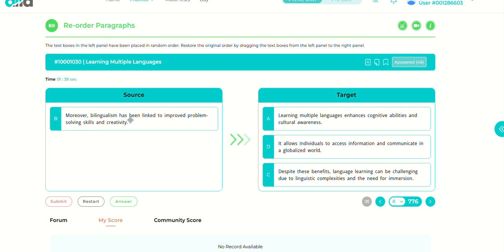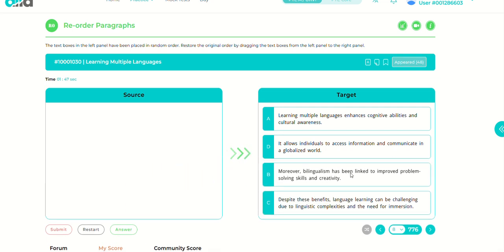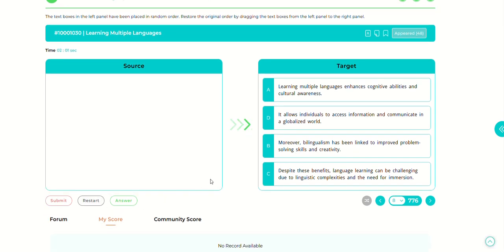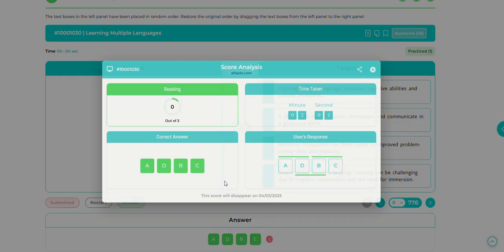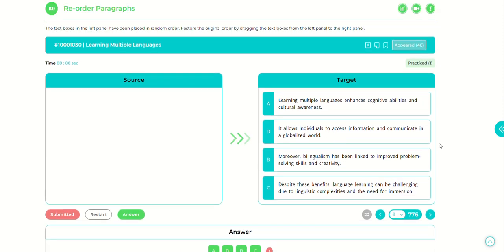"Moreover, bilingualism has been linked to improved problem solving and creativity." So, moreover, it should be here. Why not the second one? Because of moreover, this one goes first. Bilingualism means knowing multiple languages. I think it is like that. Let's submit and see. Alhamdulillah, it's correct. Okay, let's practice another one.